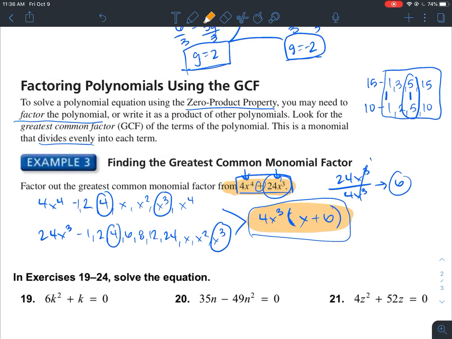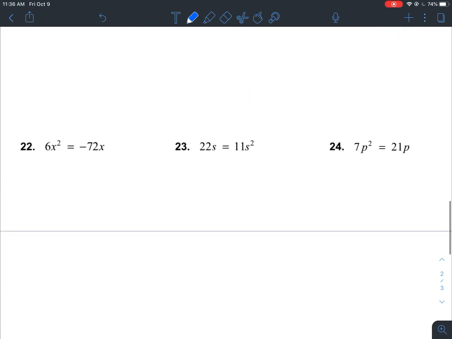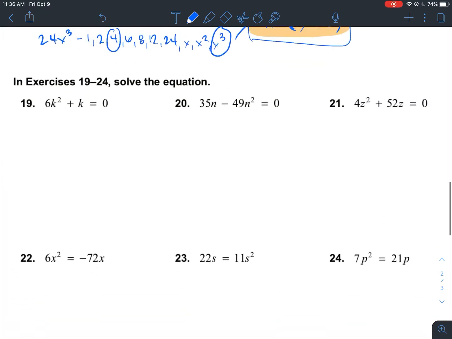So now, since I have it in factored form, that means I can solve this polynomial. Now let's go to some exercises down here. So for 19, I have two terms. I have 6k squared, and I have k. So if I list the multiples of these, well, let's list the multiples of 6 first.